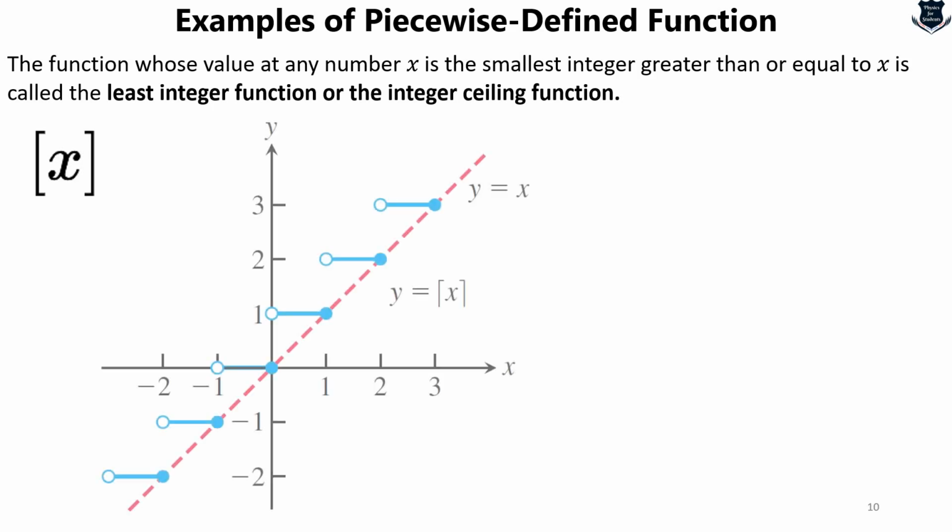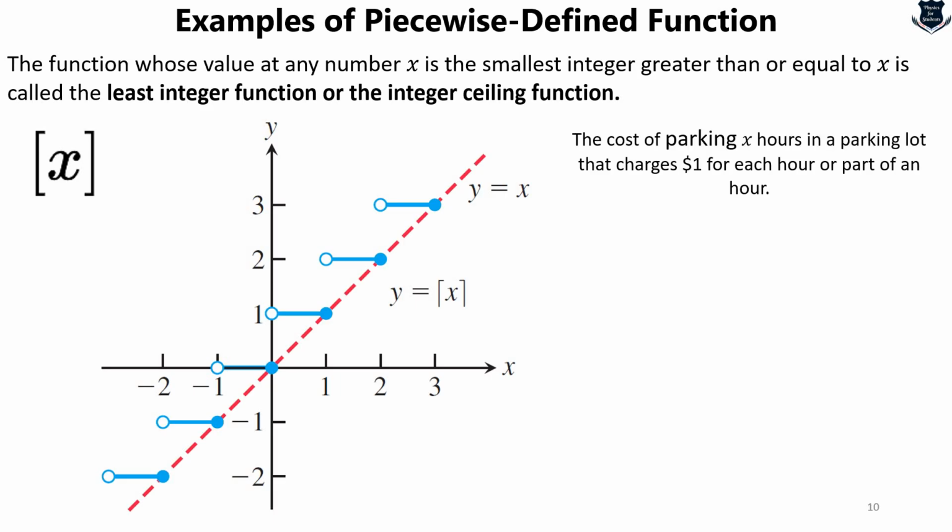And if I try to show you in a graph, now again you see something like this. This is how it happens. This is what is called the integer ceiling or the least integer function, y equals ceiling of x, and this is how it is plotted. Now, if I give you a numerical example, for example, this one: the cost of parking x hours, whatever be the number of hours in a parking lot that charges $1 for each hour or part of an hour. This is how we can give an example.